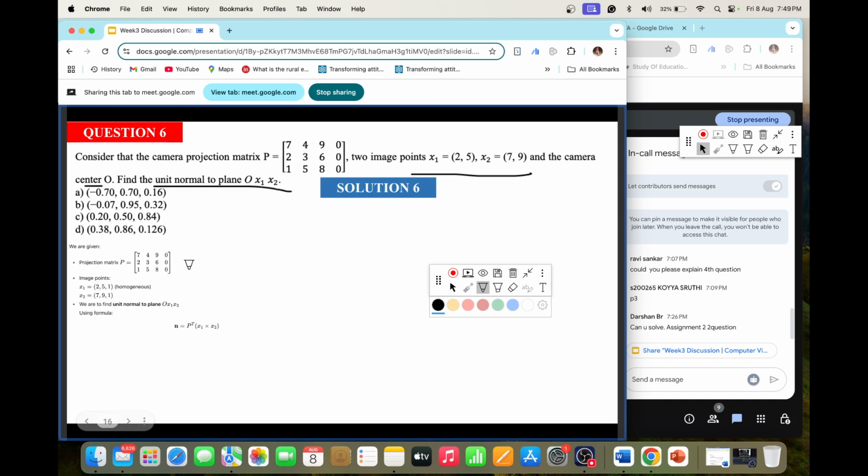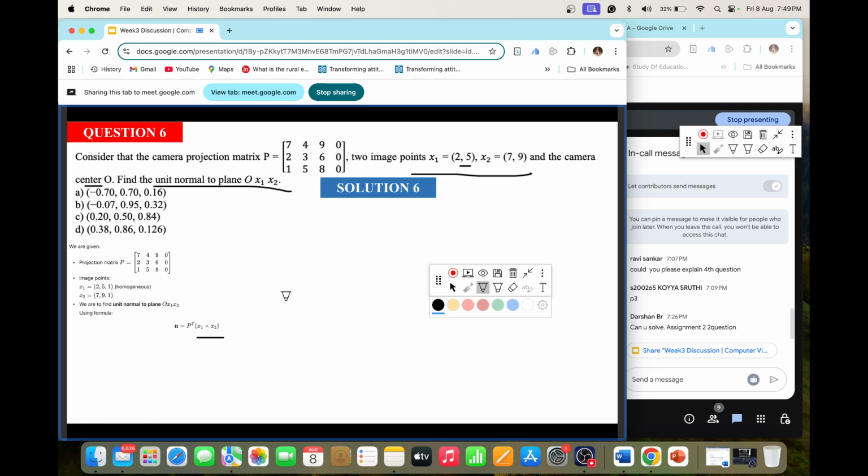So yeah, this is the projection matrix. Simple, these are the 2 points x1 and x2. In homogeneous form we can write 2 5 comma 1, 7 9 comma 1, because this is actually in two dimensions, that means this is in inhomogeneous coordinates. So to change it into homogeneous coordinates, just put a 1.